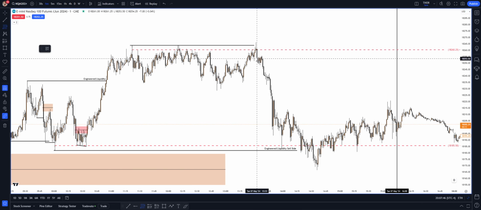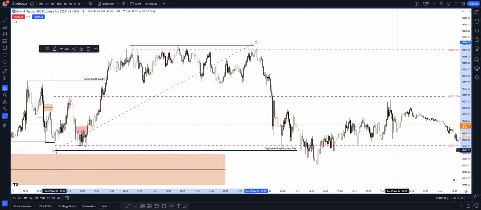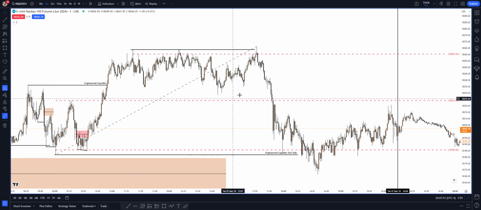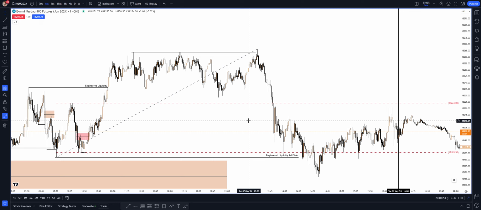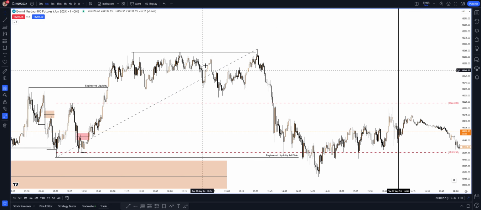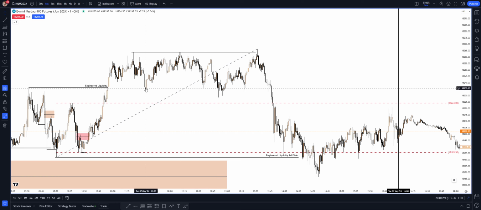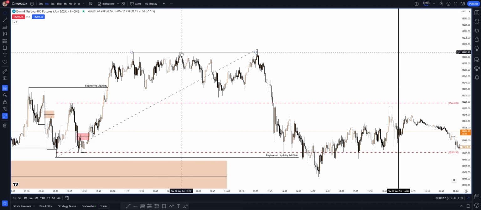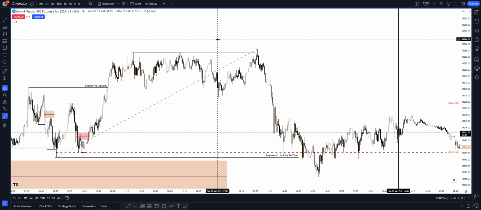Also, let me annotate the dealing range here. All right. So we had the dealing range there. The first rally, or the first dump here, it was rejected. This manipulation should have come into range EQ. It did not. Because of that, it was likely to fail to have a breakout, and it never broke out.